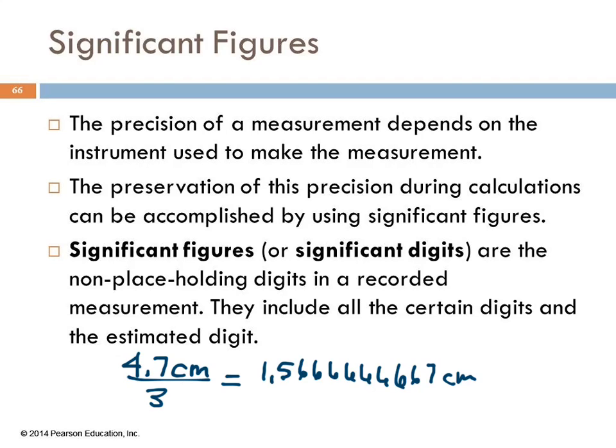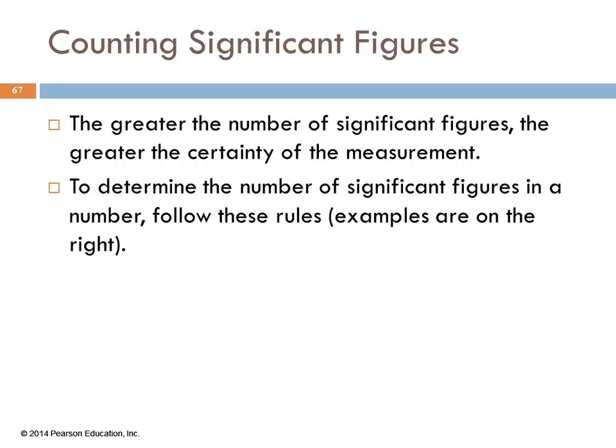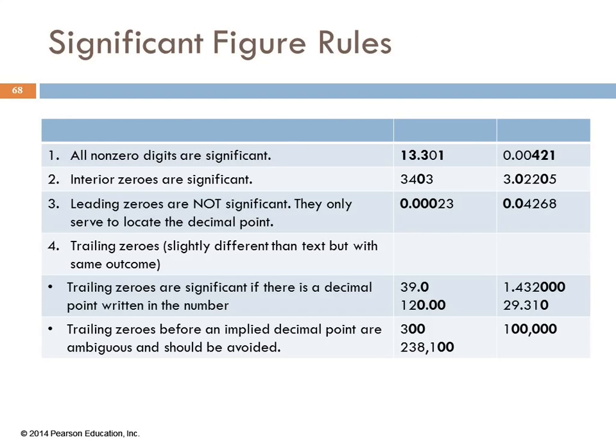The first estimated digit, the first uncertain digit, is a significant figure, and everything that comes before that. So we would say that this number has two significant figures. The greater the number of significant figures, the greater the certainty of the measurement. And so here we're going to go through some of the rules. It's the zeros that mess people up.